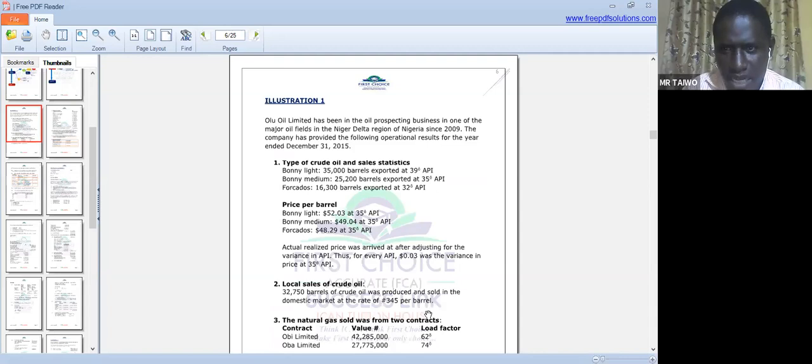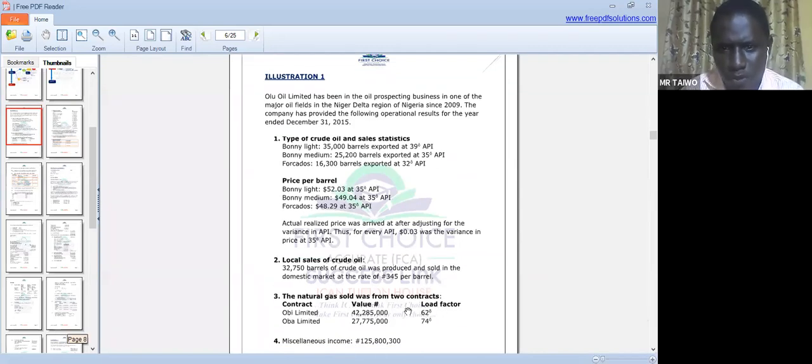You can see the load factor of OB Limited happens to be 62 degrees, while OBA Limited is 74 degrees. You now pick, let's start with the OB. OB happens to be 62 degrees.